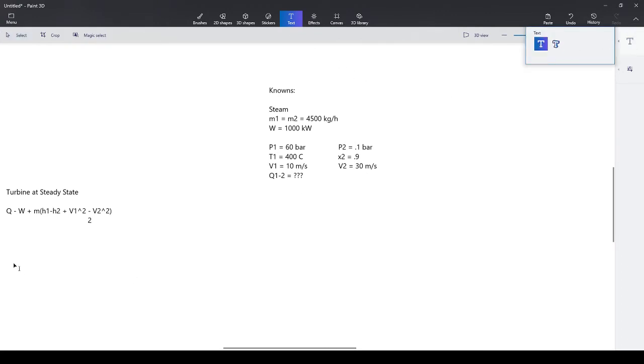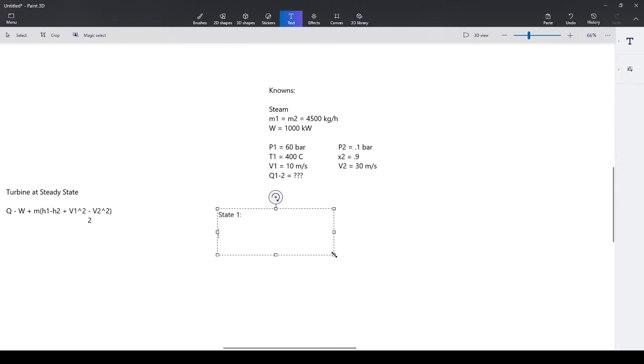So our first step is that we should start finding these things, since we have basically none of these except for work, right? And the velocities. So we need to find H1, H2, and Q is obviously what we're trying to find. So we need H1 and H2. So let's go with that. Let's start with state 1 over here. So I'll just find a spot.